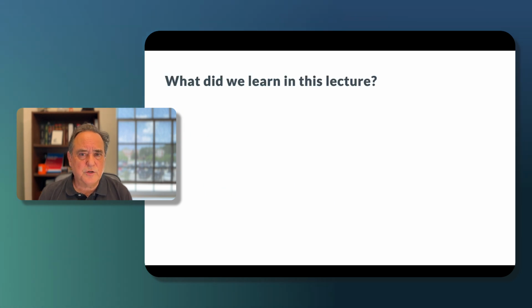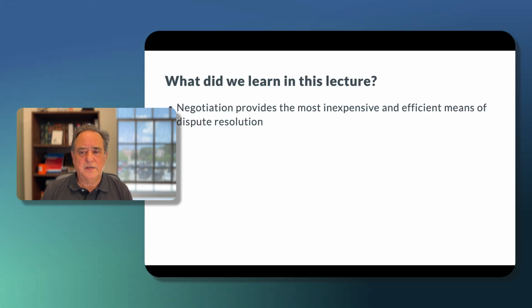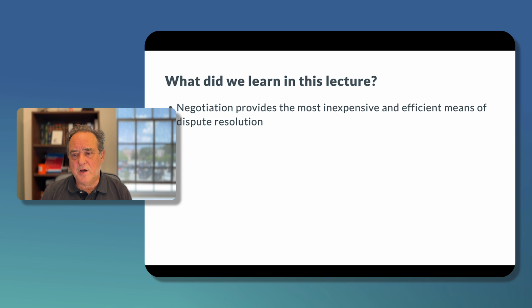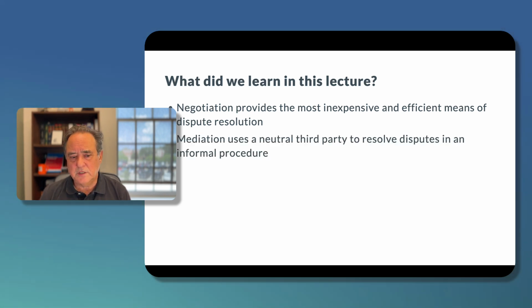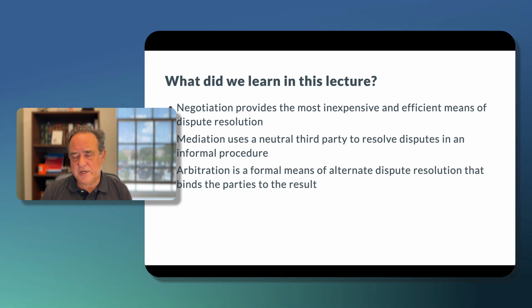So in conclusion, what did we learn in this lecture? Negotiation provides the most inexpensive and efficient means of dispute resolution. Mediation uses a neutral third party to resolve disputes and an informal procedure. And arbitration is a formal means of dispute resolution that binds the parties to the result.